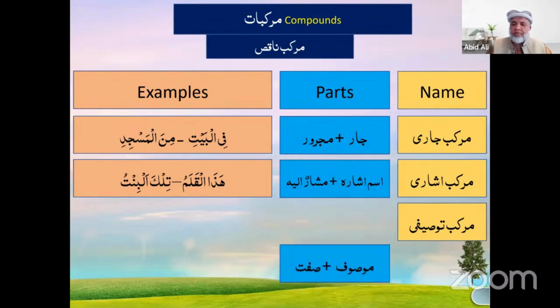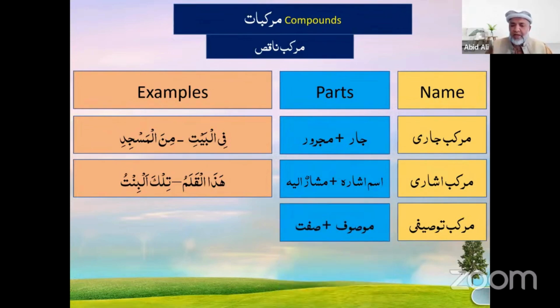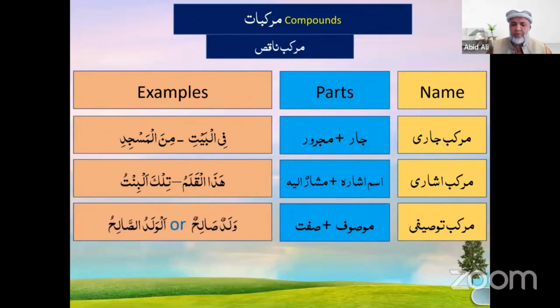Next is murakkab tawsifi, when you have a noun and you're describing it. For example, waladun salihun. Walad means a boy, or you can say son, and salih means righteous. So you're saying a righteous boy. You're giving a little description, the quality of the boy, that the boy is righteous. It's called murakkab tawsifi because you are giving a sifat. Sifat is the Arabic word for quality.